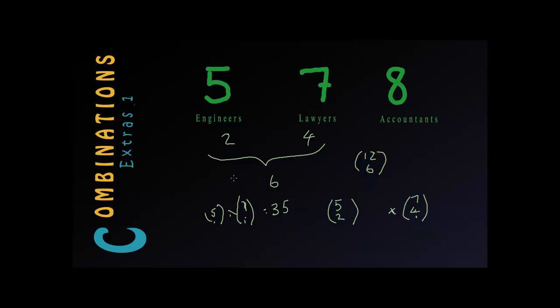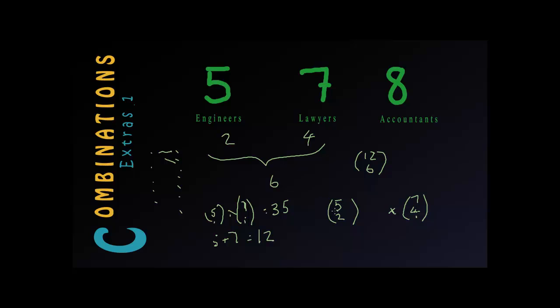And you can imagine, say we have our 5 engineers here and our 7 lawyers: 1, 2, 3, 4, 5, 6, 7. Each engineer can be paired with 7 lawyers. And since we have 5 engineers, we have a total of 35 such pairings. If we were to add, that would be 5 plus 7, which results in 12, which is clearly not correct.